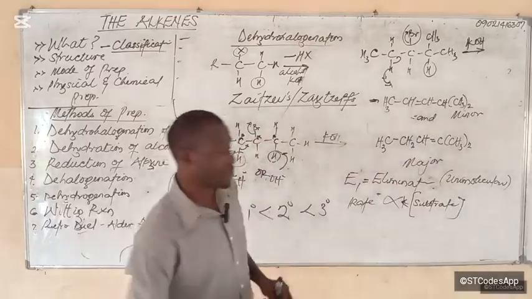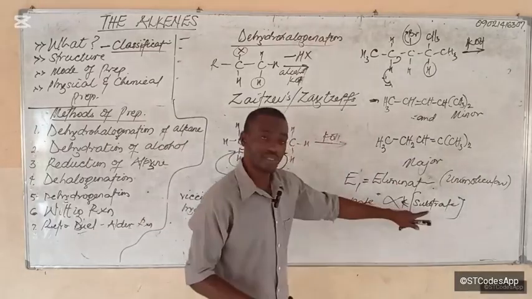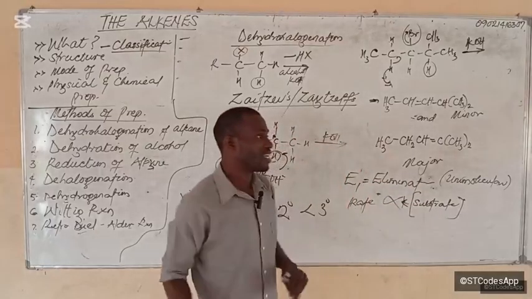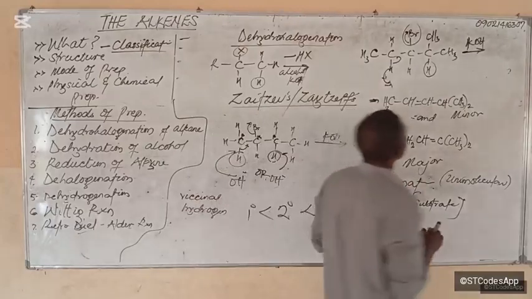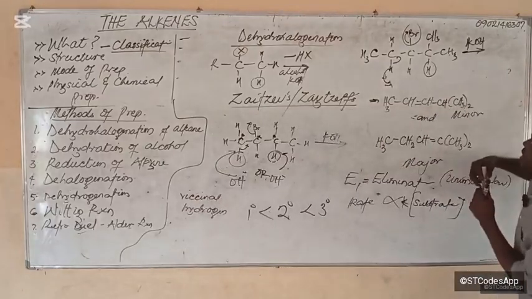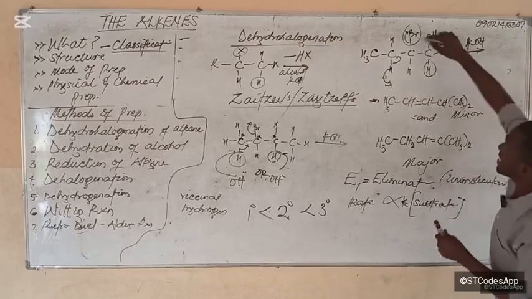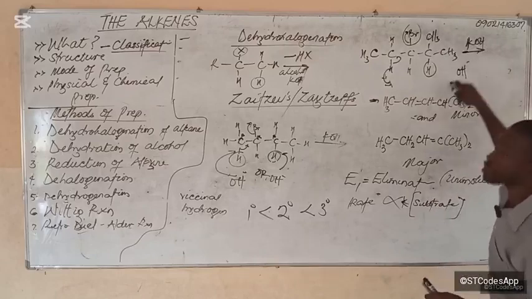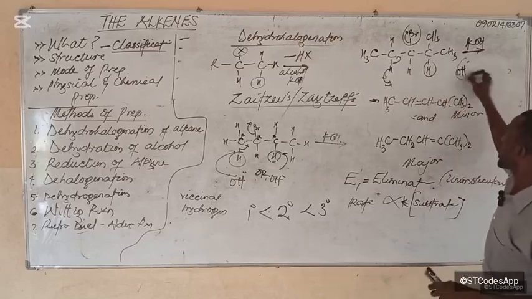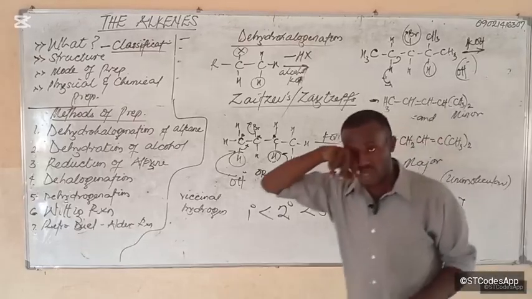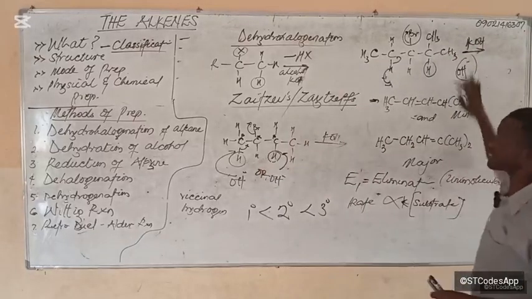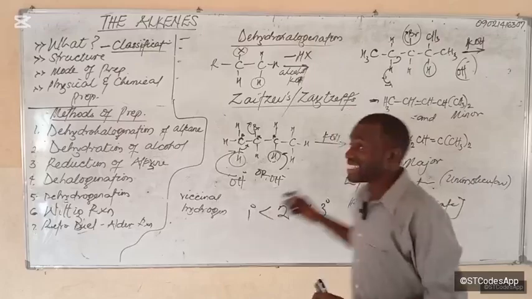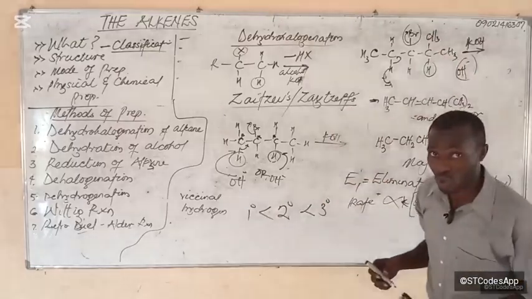The rate of reaction depends on only one what? One substrate. And what is the one substrate there? Now what happens is this. The moment the base is approaching this place, this leaving group can already leave. That is, this one can leave first, okay?